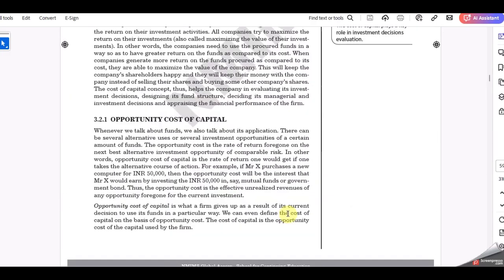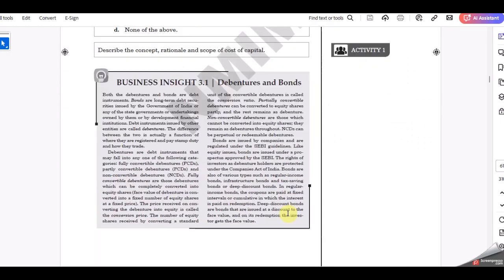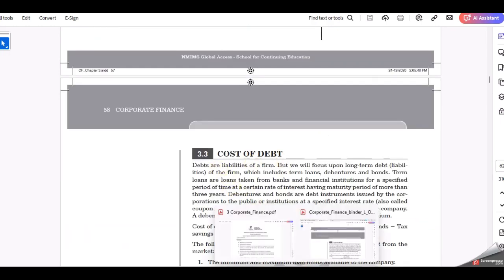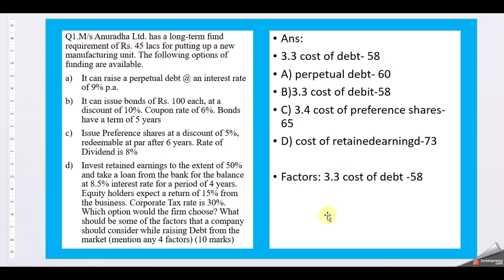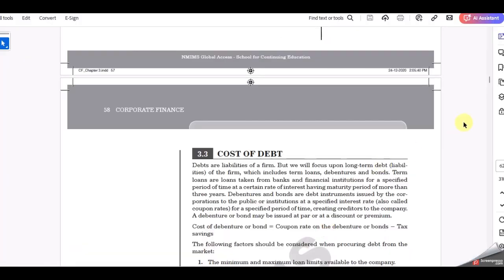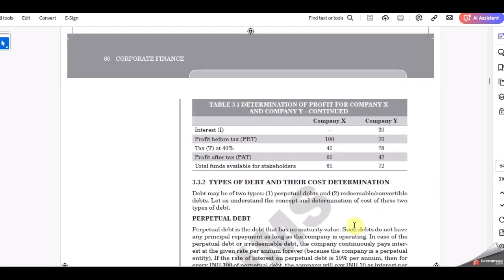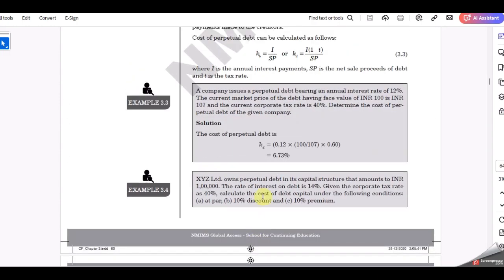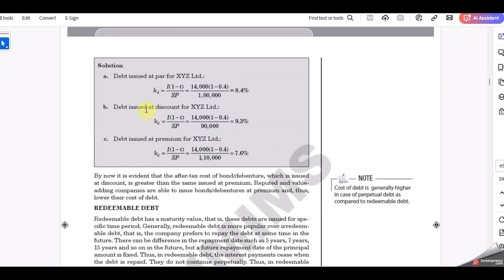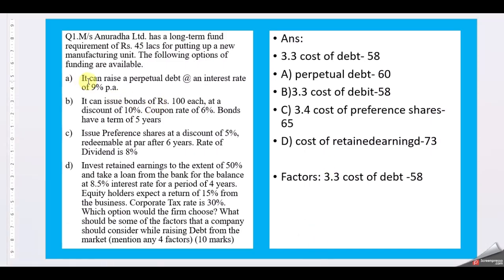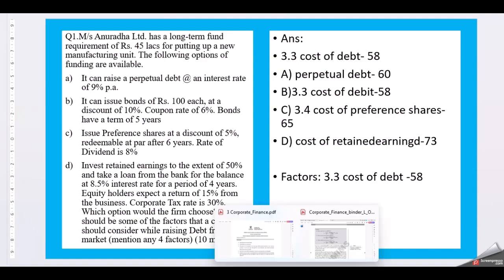Cost of capital. Yeah, cost of debt. Then perpetual debt, we can find it here. This is perpetual debt. The problem you can see, and then you can try to put up the same values, which can give you the answer that has been mentioned here for part A. Similarly, for part B, it's the same one as 3.3, and for C it is 3.4. Cost of preference shares, that is 3.4.